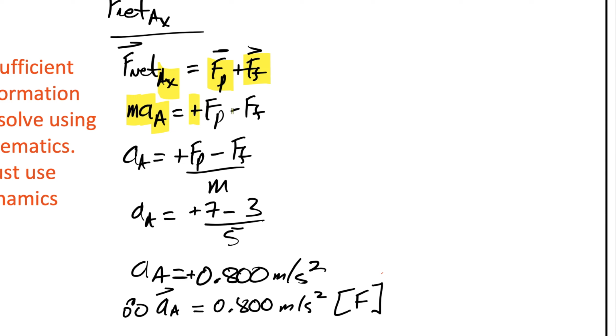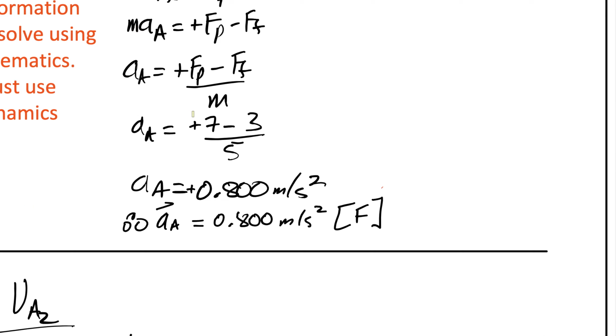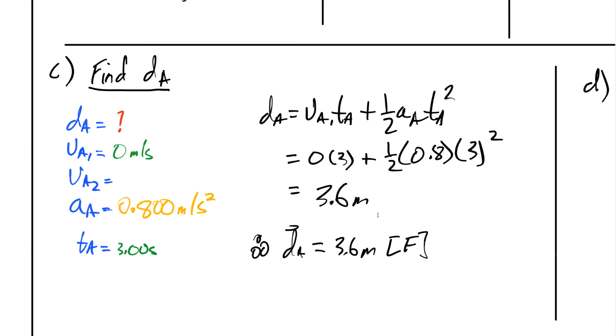The push is positive, the friction is negative. We isolate for the acceleration by removing the factor of mass through division. Substituting in, we get an acceleration in section A of positive 0.800 meters per second squared, or 0.800 meters per second squared in the forward direction. Positive as expected. Now for part C, we're asked to find the distance/displacement in section A.